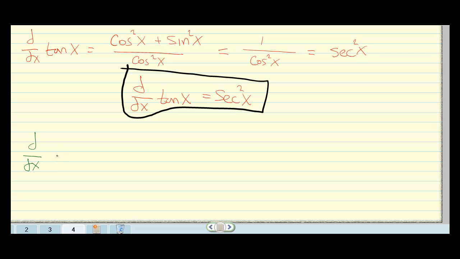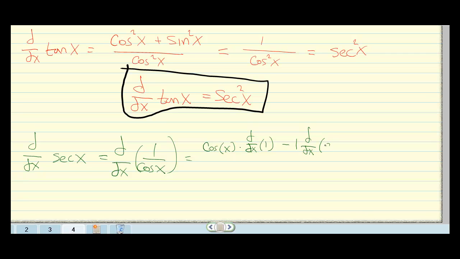Let's take a look at the derivative of secant of x. Secant of x, recall, is the reciprocal of cosine, so I could think of this as the derivative of 1 over cosine of x, and then we can go through and use the quotient rule again. So the quotient rule would say that this is the denominator function, cosine of x, times the derivative of the numerator, which in this case is just 1, minus 1 times the derivative of the denominator function, which is cosine of x, all divided by cosine squared of x.